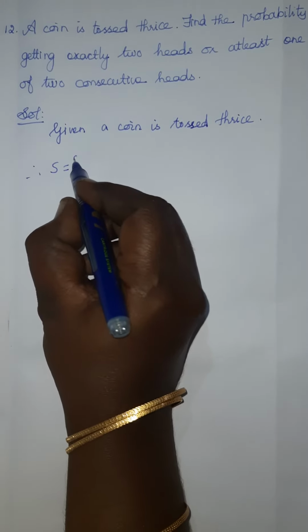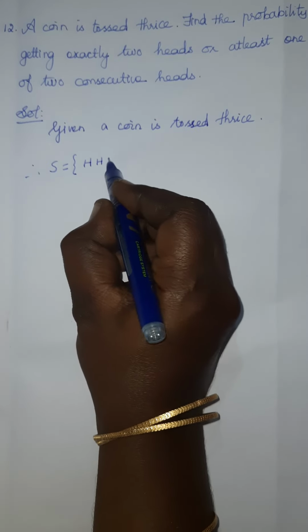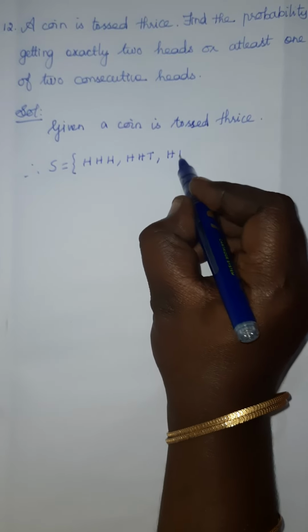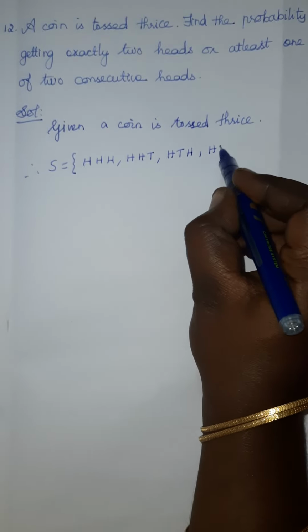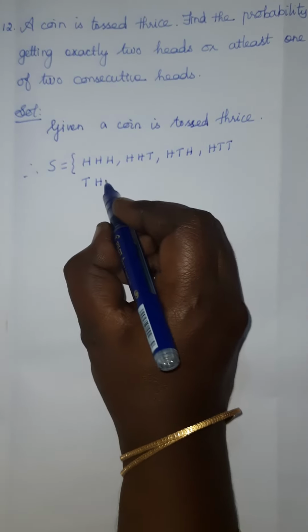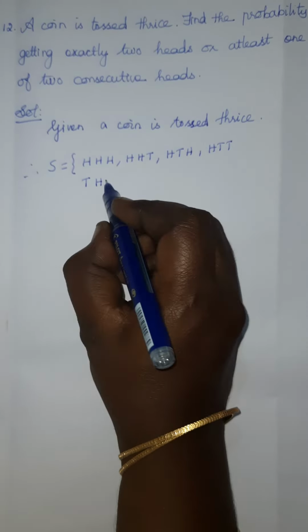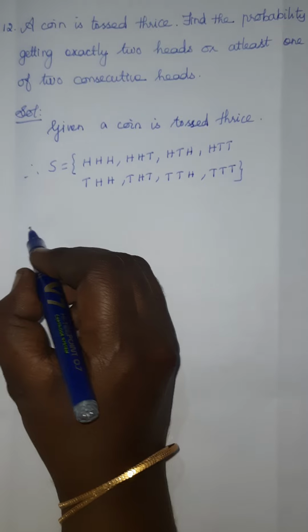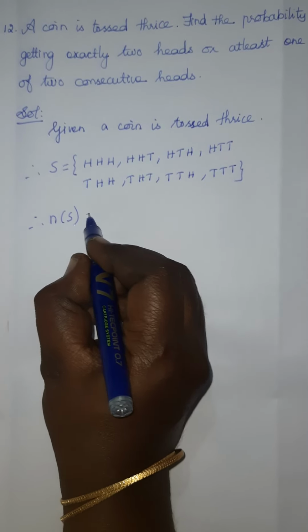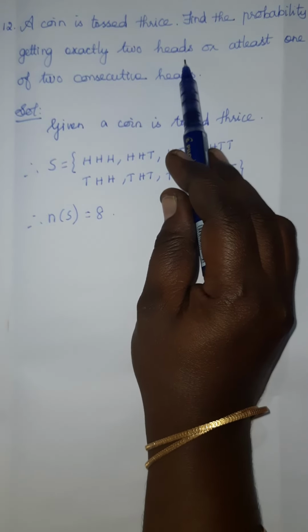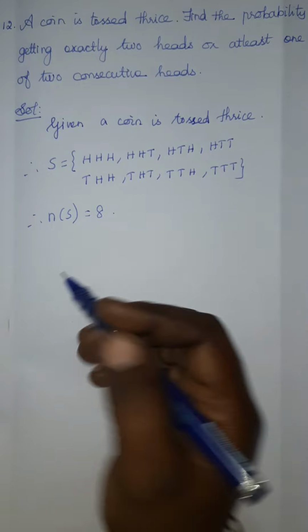Therefore, S is equal to the set of all: HHH, HHT, HTH, HTT, then for tail, only the first changes, the remaining are the same: THH, THT, TTH, TTT. So what is the n of S value? It is 8. Are you clear? Now we can consider the 2 events. First one is for 2 heads, second one for at least one tail.